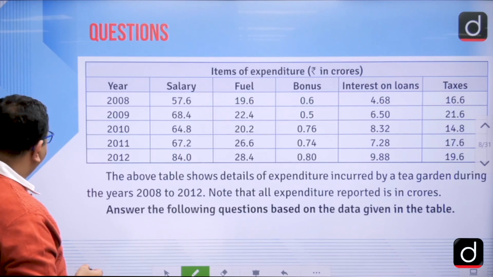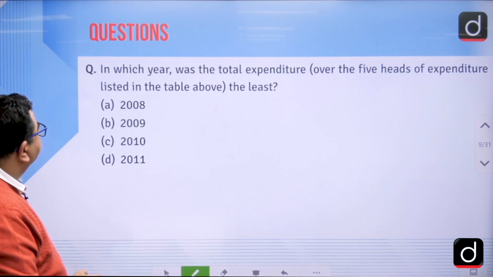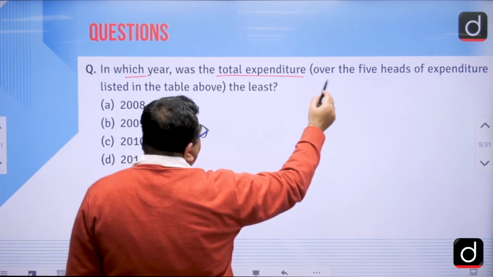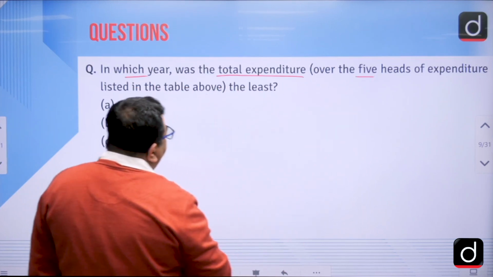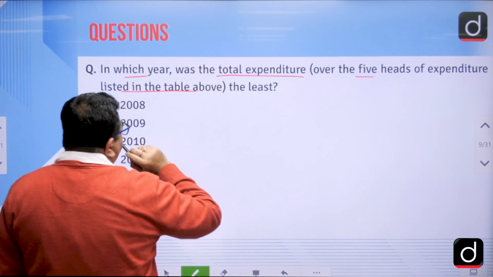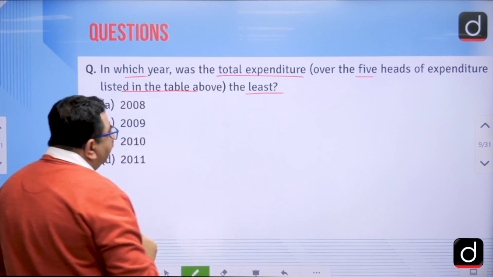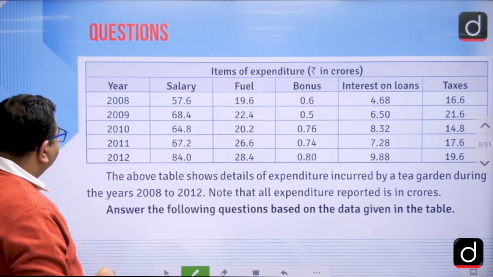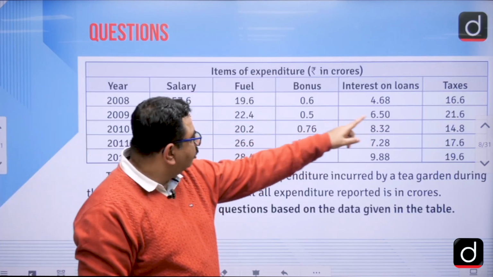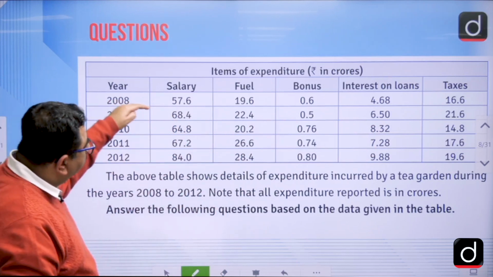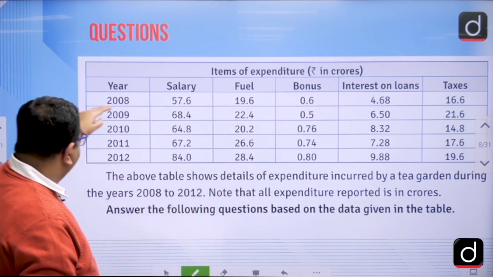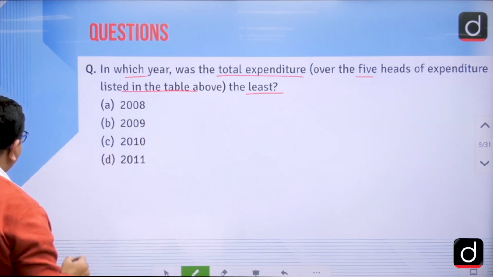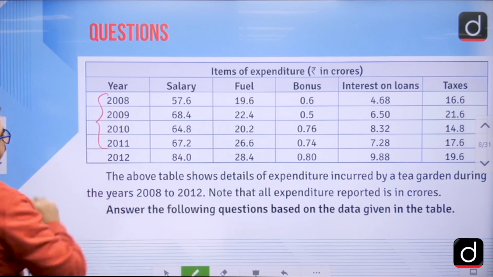Again, this is the table, and the question is, in which year was the total expenditure over the 5 heads of expenditure listed in the table above the least, right? So total expenditure is least. So let's check. So these are 5 heads. Total expenditure means we have to add all of them. And we have to check for 8, 9, 10, 11, right? So only for these 4 years we have to check.